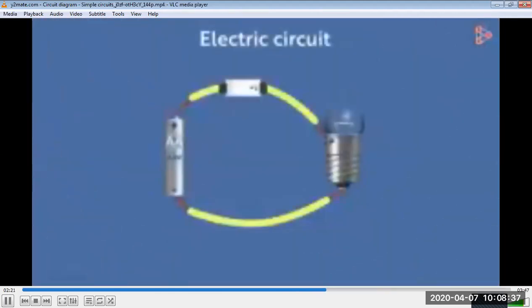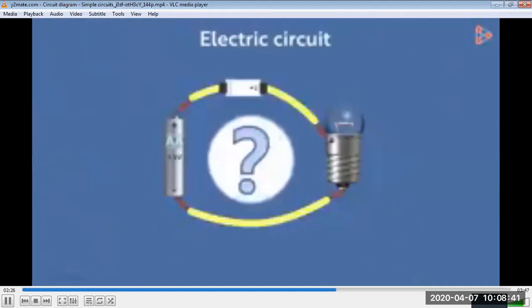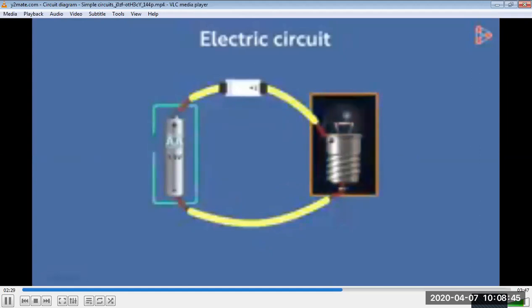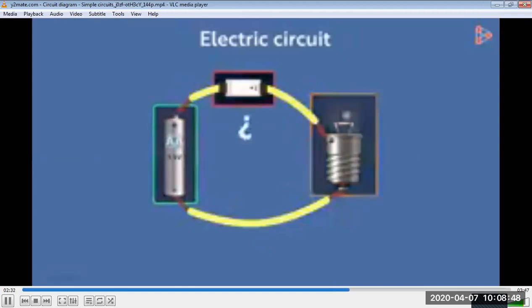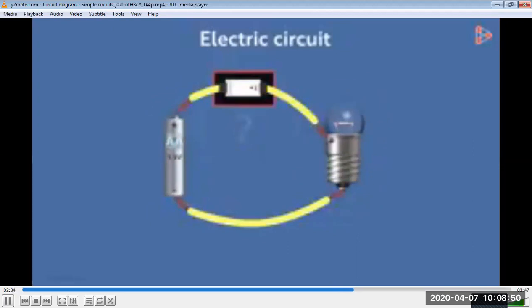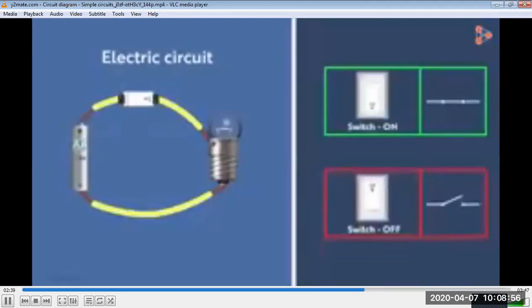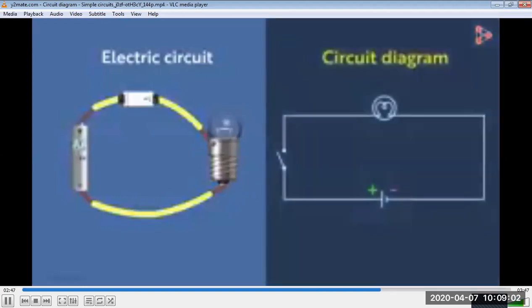Let us look at this circuit now. How many components does this circuit have? Yes, 3. A bulb, cell, and a switch. What is the symbol for a switch? There are two symbols for a switch. This symbol is used when the switch is on, and this symbol is used when the switch is off. If we were to draw a circuit diagram for this circuit, then here is what it will look like.